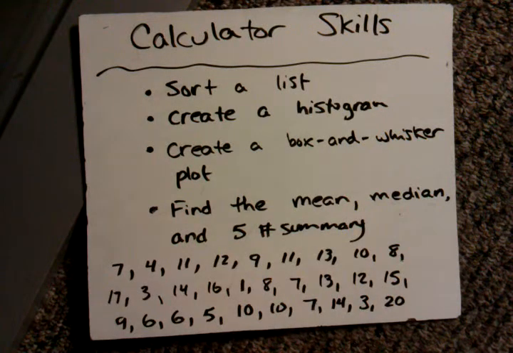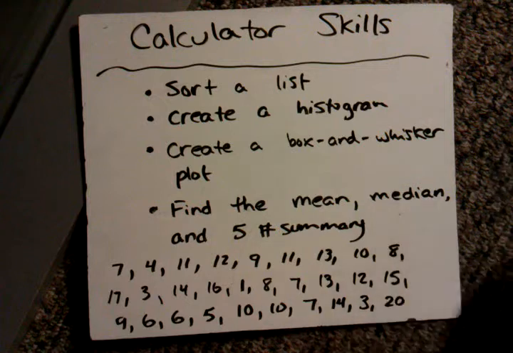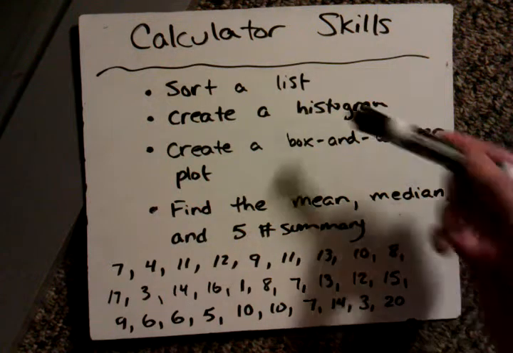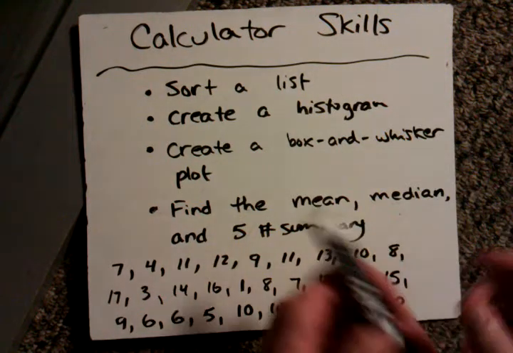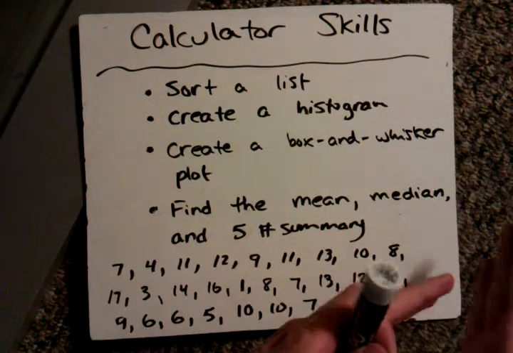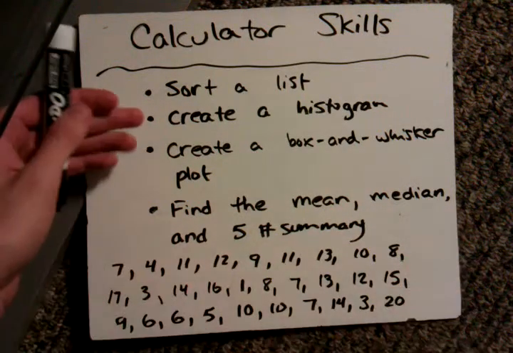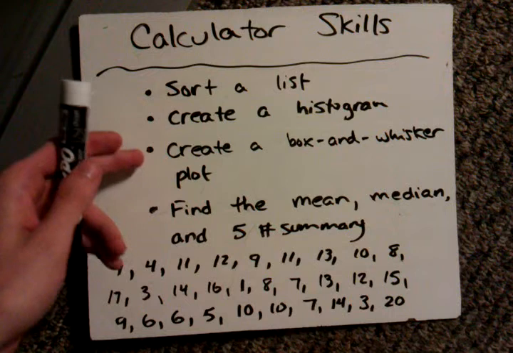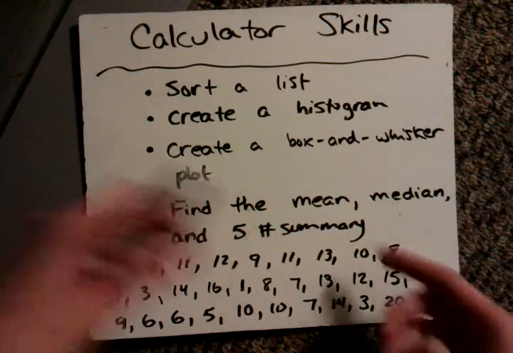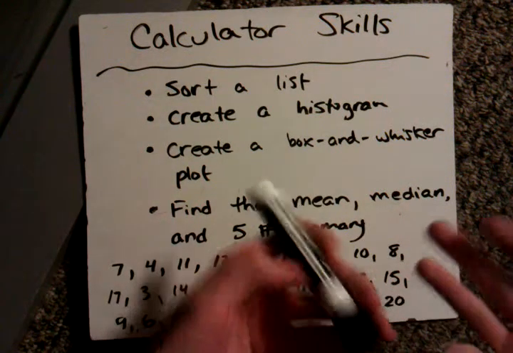Alright, so I wanted to show some calculator skills that we use in statistics, like how to sort a list and make it go from least to greatest or greatest to least, how to create a histogram, how to create a box-and-whisker plot, and then how to find the mean, the median, and the 5-number summary.